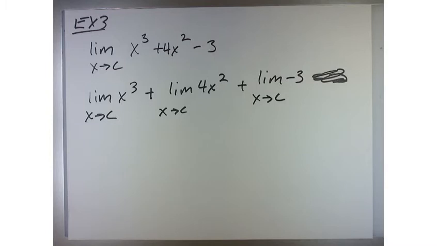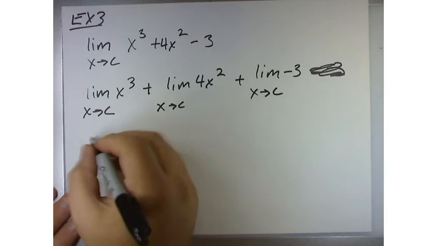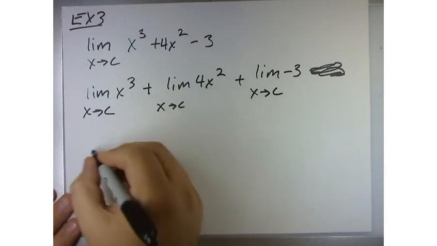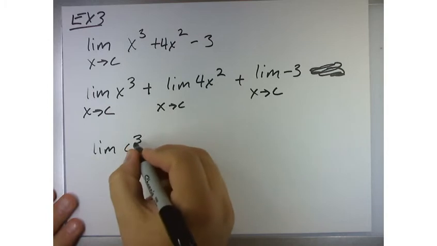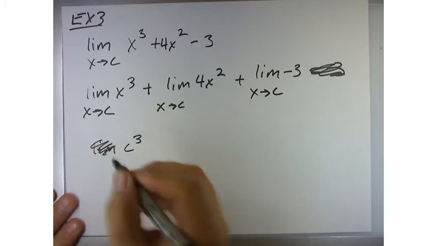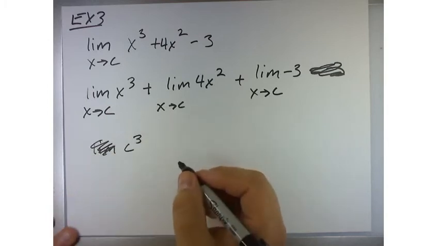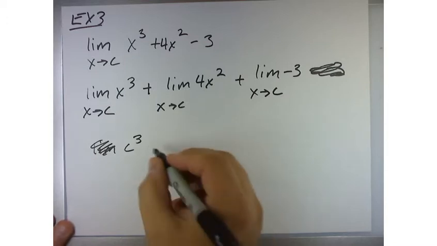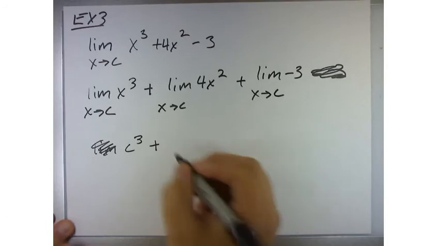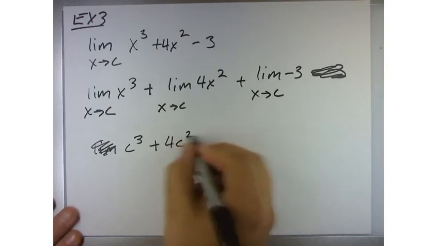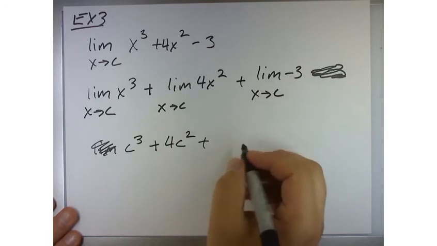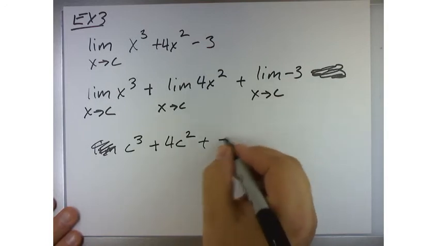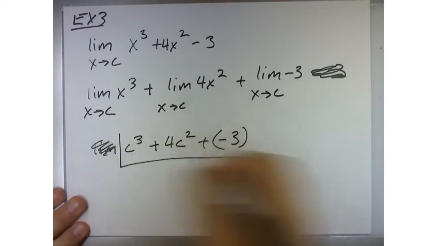So now what I could do is plug this in, and this whole limit could equal the limit of c cubed, right? But when I plug in the c, I don't have to have limit notation anymore. I could just say c cubed plus, what's the next thing? 4c squared plus, now the limit of a constant is just itself, which is negative 3. And so that is the limit.